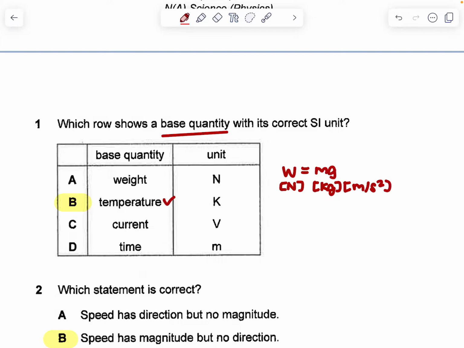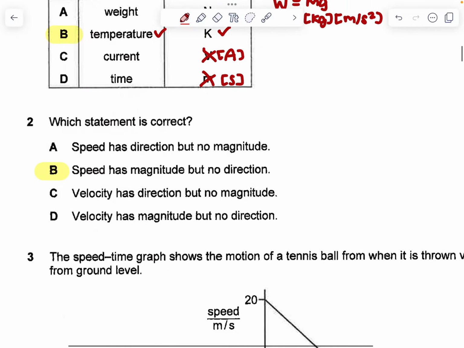For temperature, it is in kelvins. Current is not V, it's in ampere. Time is in seconds.